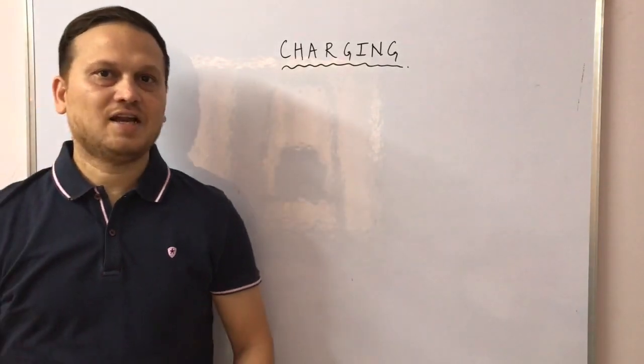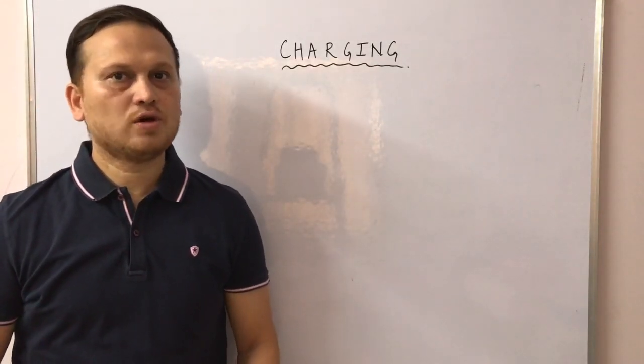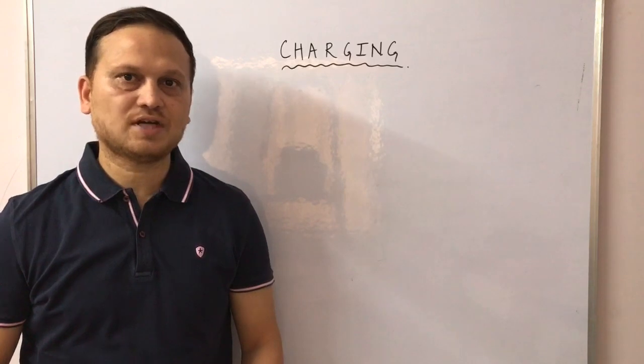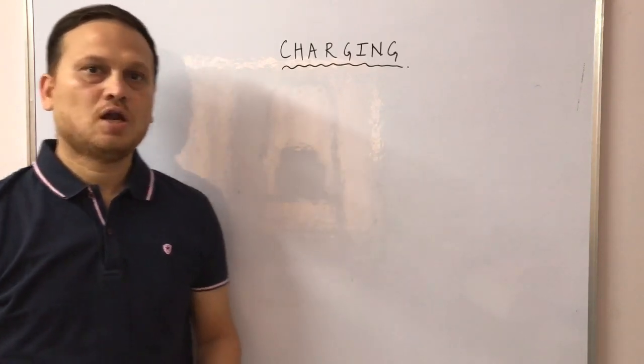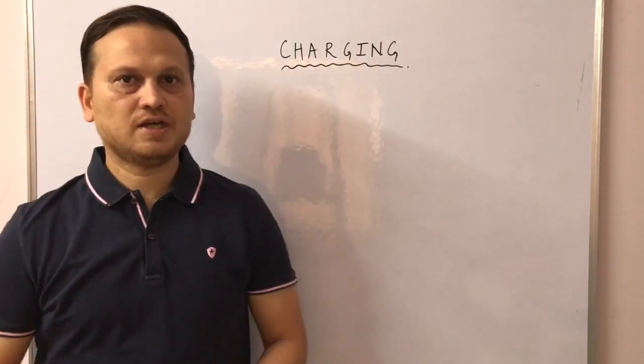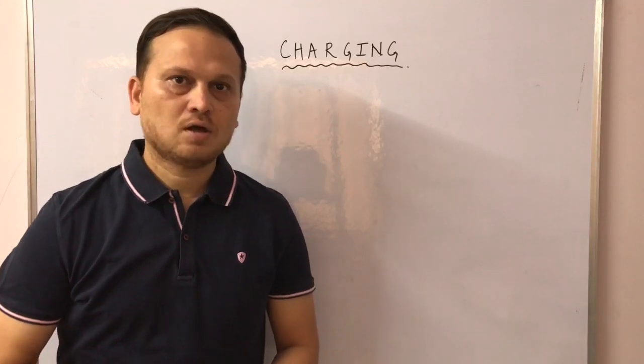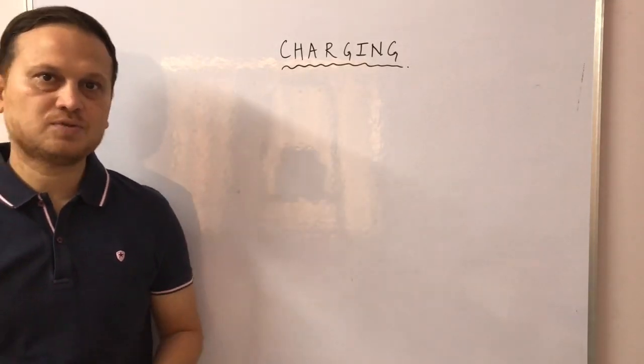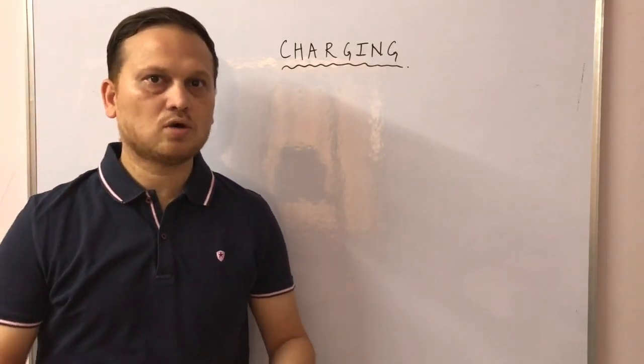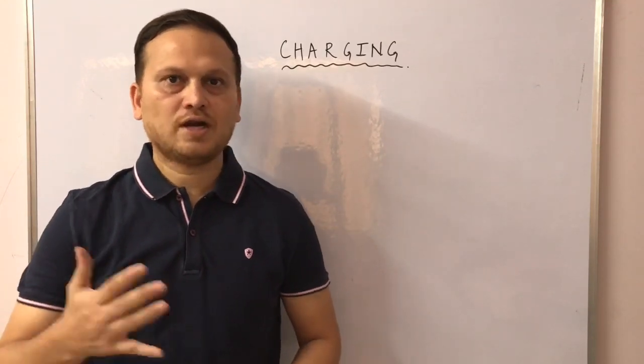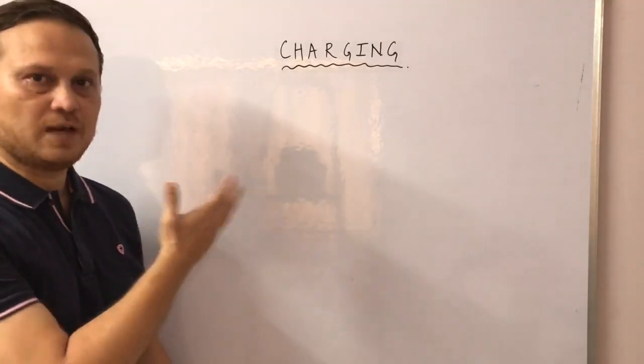Hello friends, in the last lecture we have studied two different types of charges, that is positive charges and negative charges. Now today we'll see how charging can be done and the properties of charges, Coulomb's law and Coulomb's law in vector form. So let us start with how charging can be done.